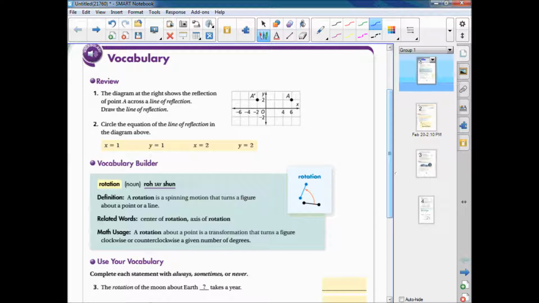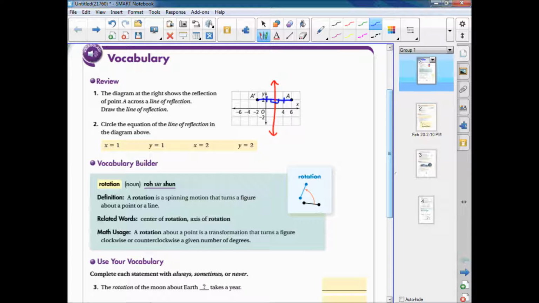The diagram on the right shows the reflection of point A across the line of reflection. Draw the line of reflection that would make that happen. So we know that this occurred, and that segment should be perpendicular to the line of reflection. My line of reflection is going to be parallel to the y-axis here, and it should be equidistant away. So we're going to make our line of reflection be this red line, and then we can see that this forms a perpendicular bisector between A and A prime.